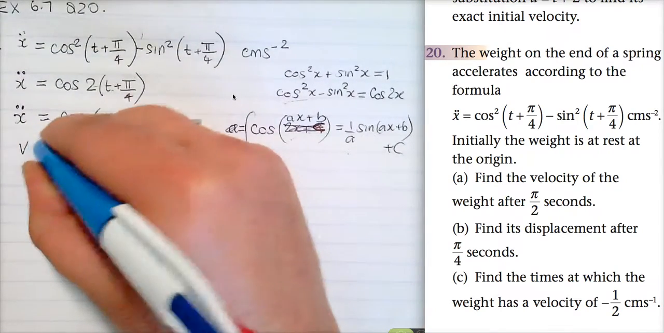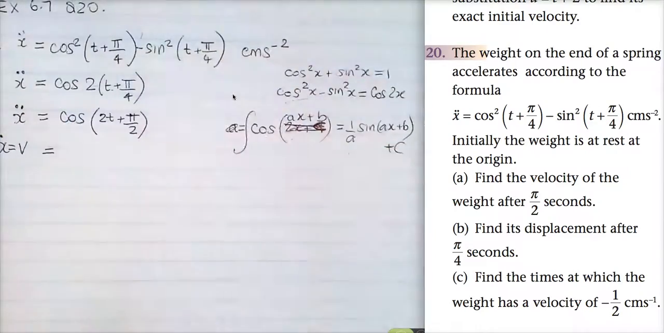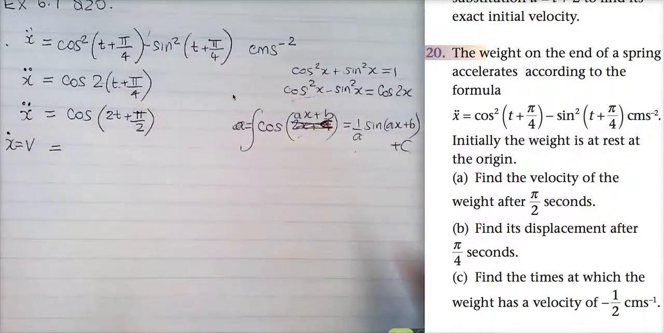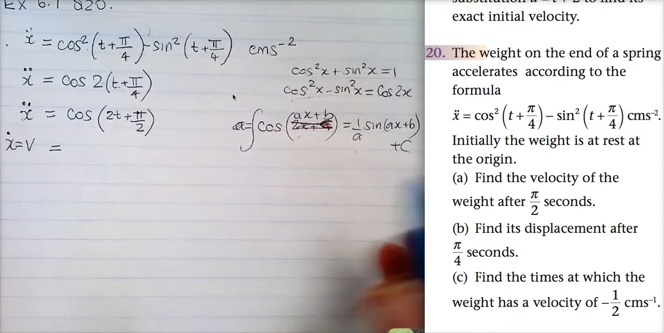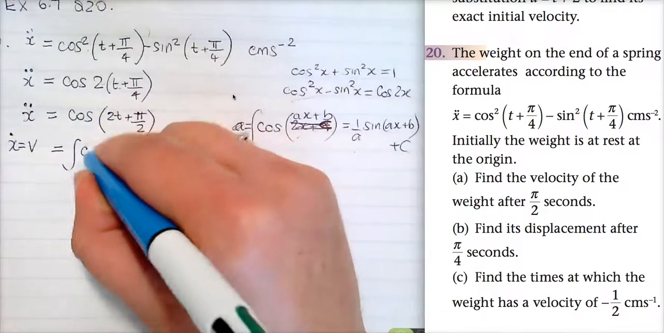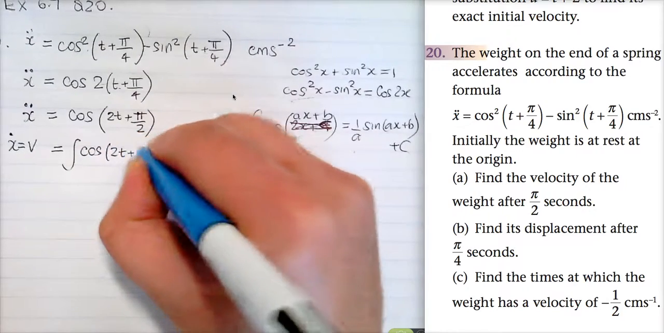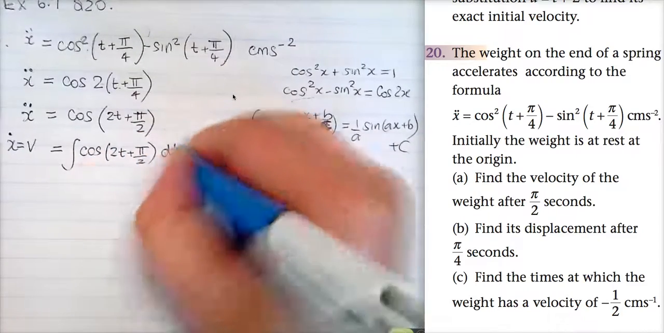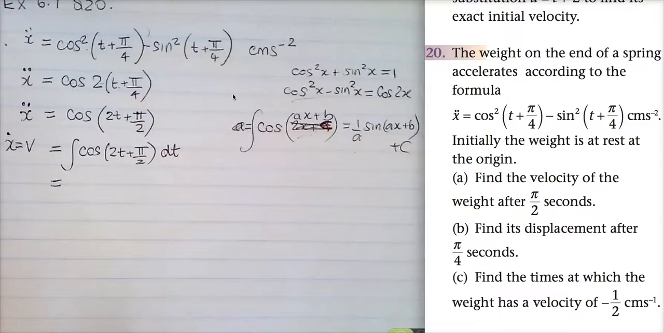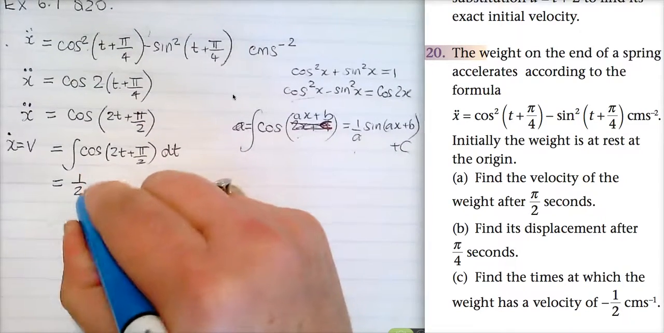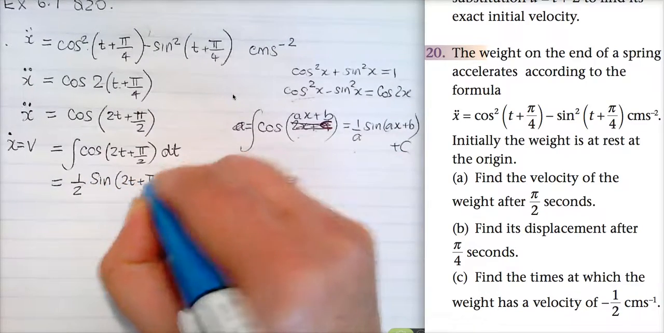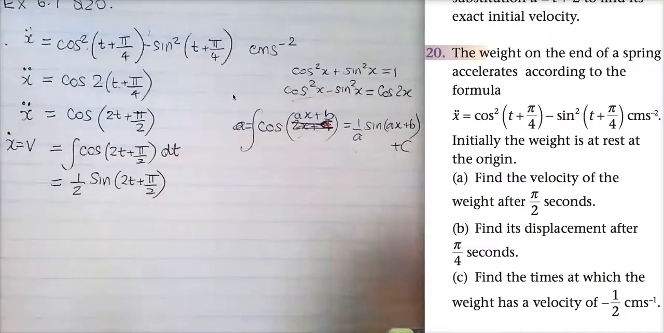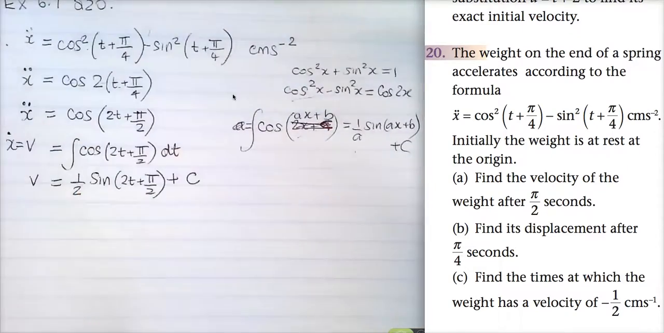Now, so therefore, what do we get? Velocity, or x dot. I'm continuing, I just had to do the side thing of changing that. Which is the integral of cos of 2t plus pi on 2 dt. What do you get? 1 on 2 sine of 2t plus pi on 2, plus c. That's what v is.